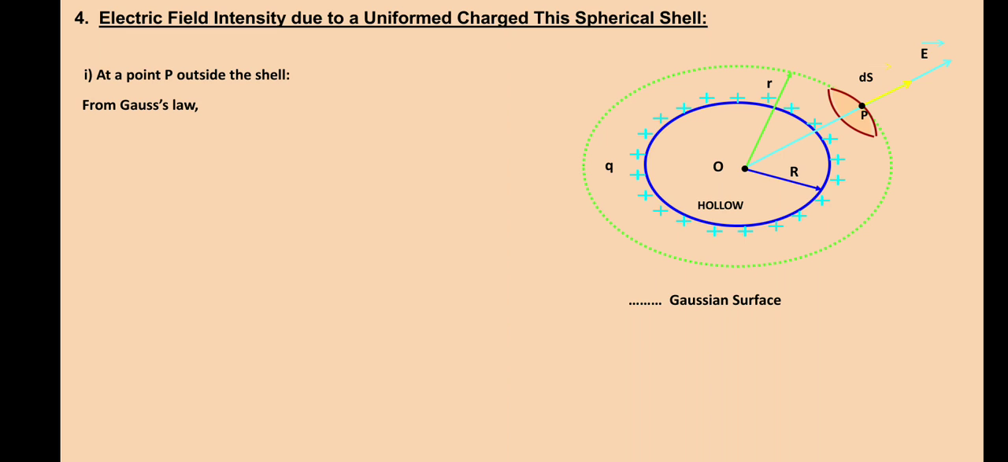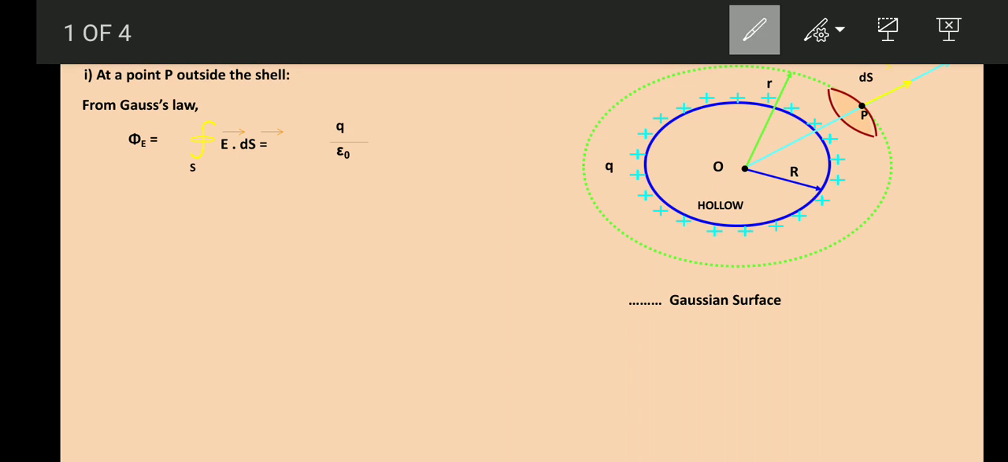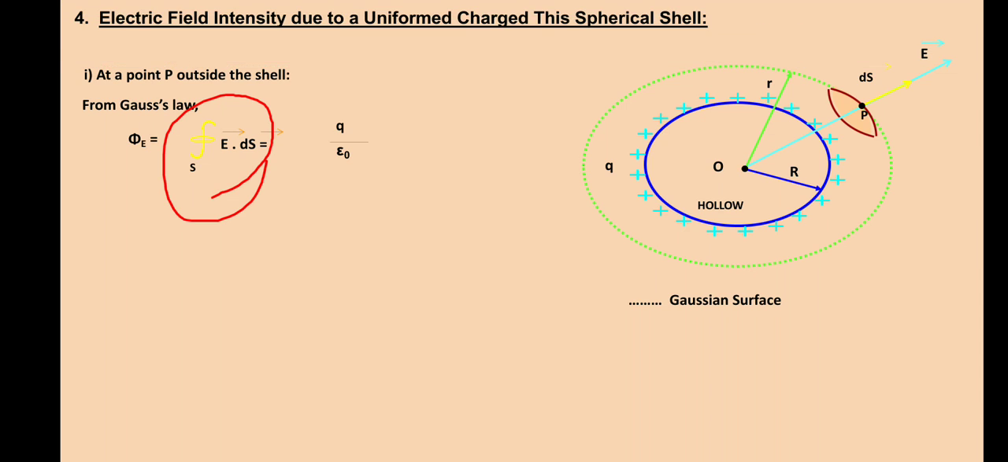So from Gauss law, what is Gauss law? The electric flux through a closed surface is equal to 1 by epsilon naught times the net charge enclosed by the surface. That is, phi is equal to the integration over a closed surface of E vector dot dS vector, which will be equal to q by epsilon naught. I have to calculate the value of the flux through this surface, that is, the integration over a closed surface of E vector dot dS vector.